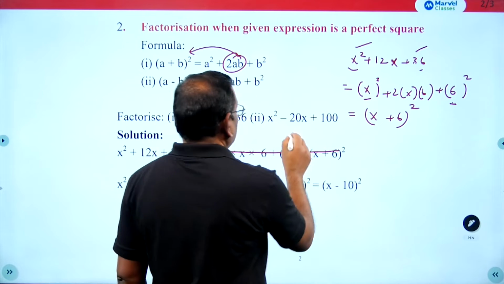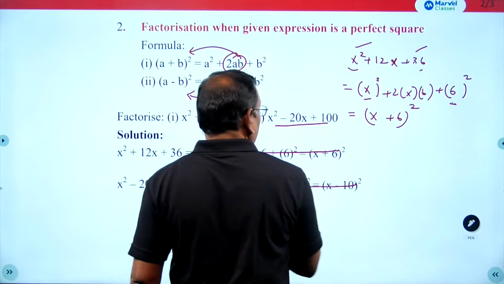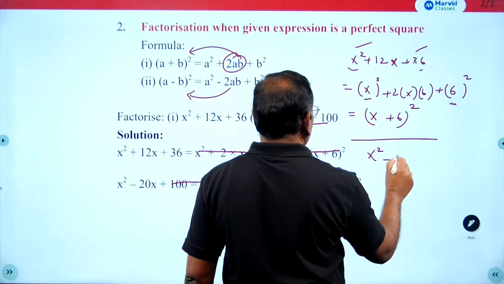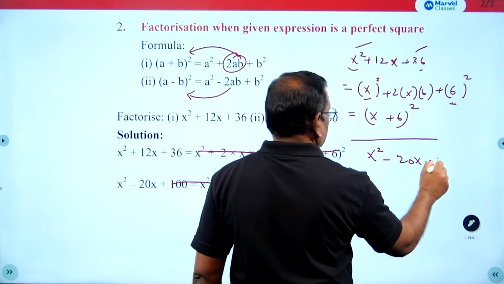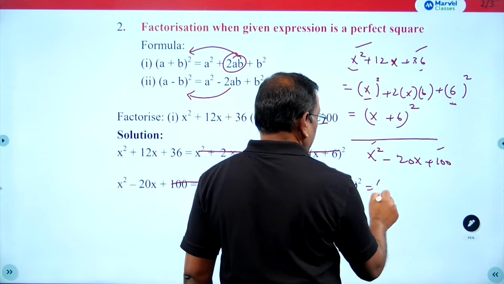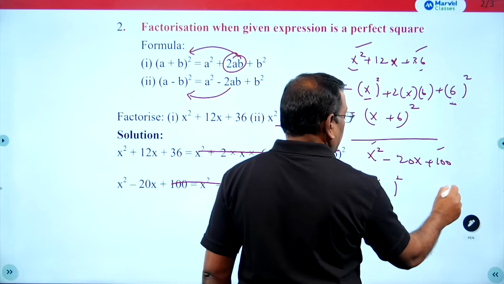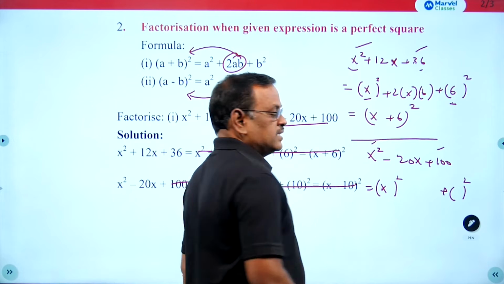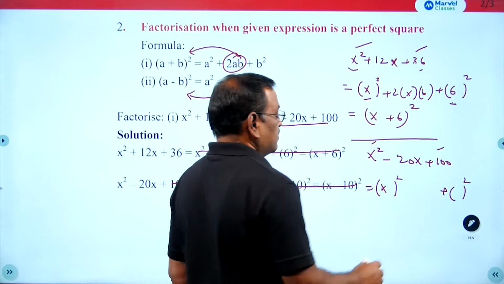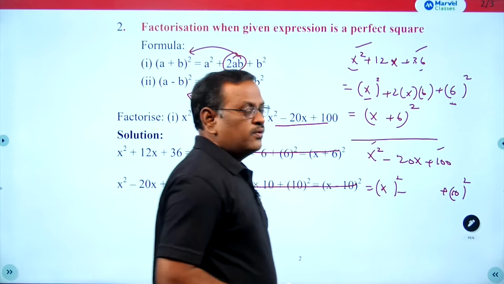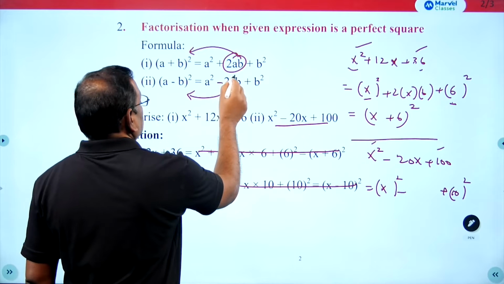Okay, and what about this question? You can write the second expression, x square minus 20x plus 100. Again, these 2 are square numbers. So write a square, and here another number is b square. So x square you can write as x the whole square, and 100 can be written as 10 square, and the middle sign is minus. Now we need this expression minus 2ab.